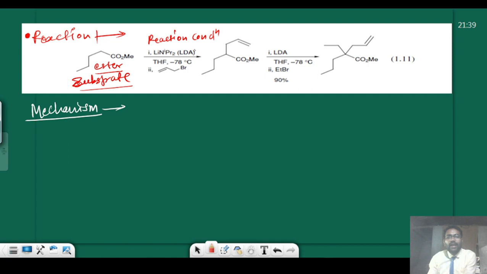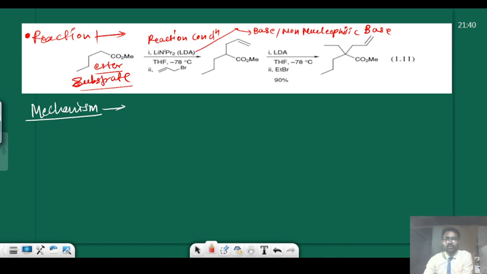Lithium diisopropyl amide. This is the base, lithium diisopropyl amide. Which type of base is it? This is a non-nucleophilic base. It does not act as a nucleophile at all. It acts strongly as a base.